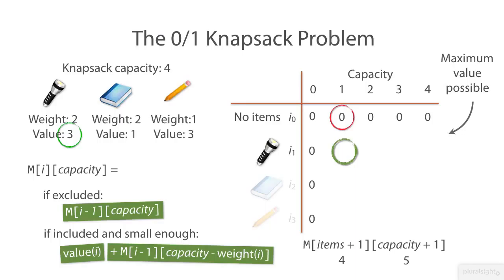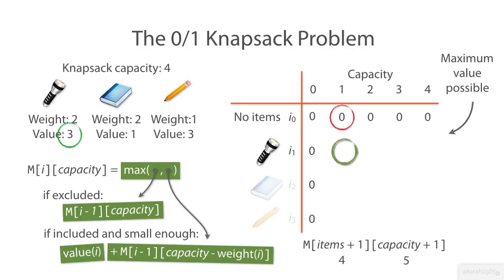The maximum possible value of the current subproblem must be the maximum of these two possible situations. So, a whole lot of talking, but now the basic algorithm is in place. In this specific case, the answer is easy, because the flashlight with a weight of 2 does not fit in the knapsack with a capacity of 1, which is the subproblem that we are considering now.